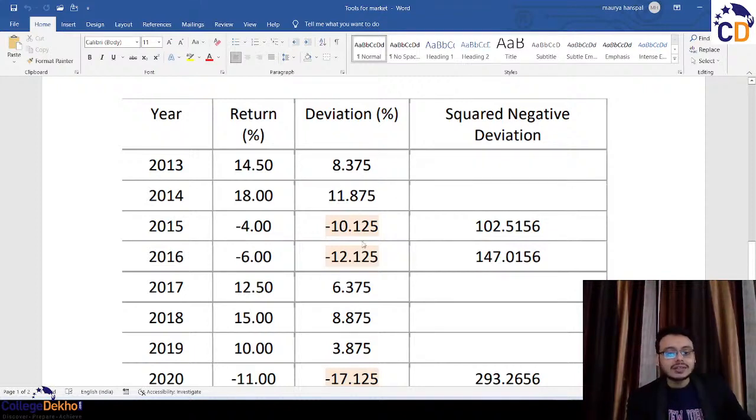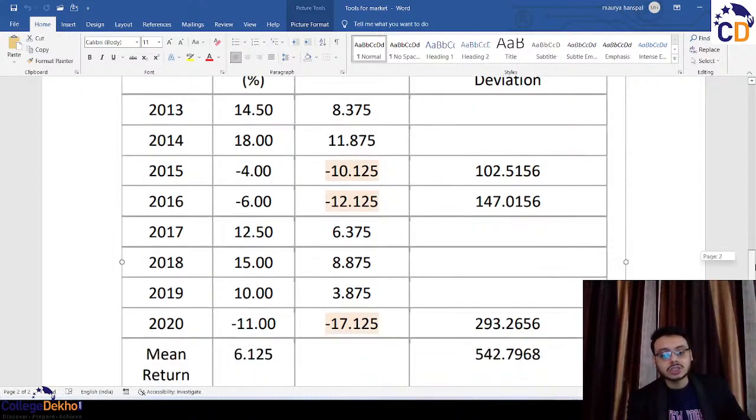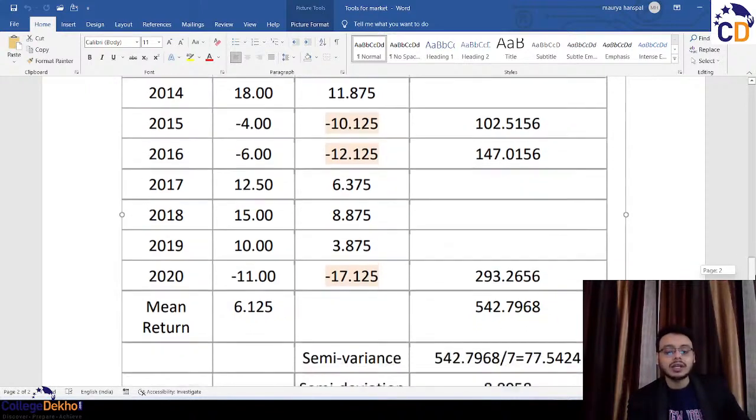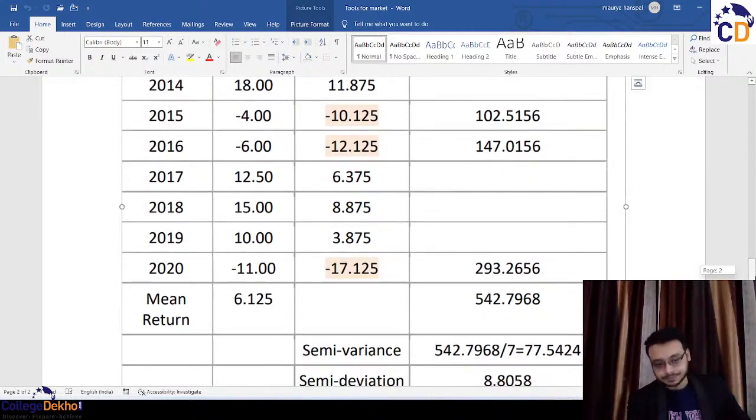And now we have taken the square of the negative deviations only. Where the answer is coming negative, we have taken the square of that. We have not taken the square of the positive deviations. So we took the square of the negative deviations. We have 3 cases for that, for 2015, 2016 and 2020. And we summed them up. We got a total of 542.798.